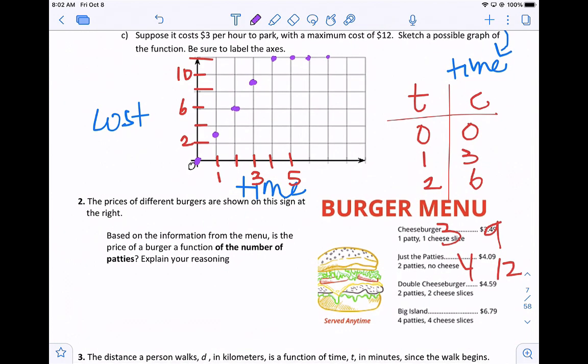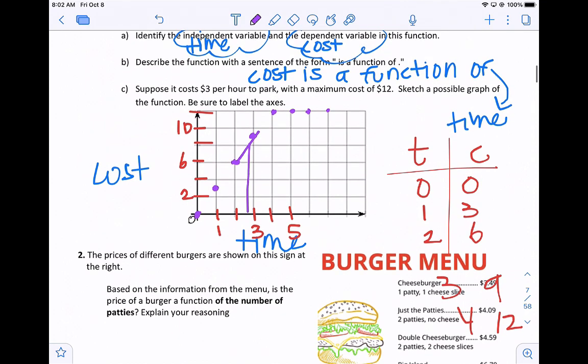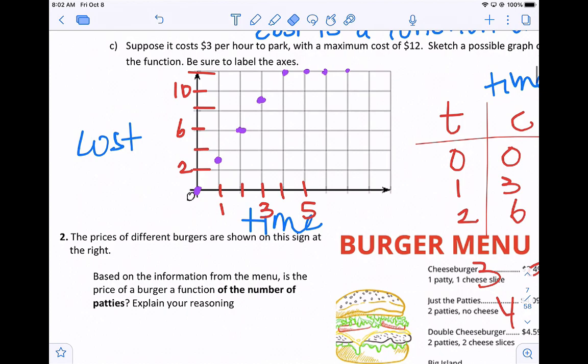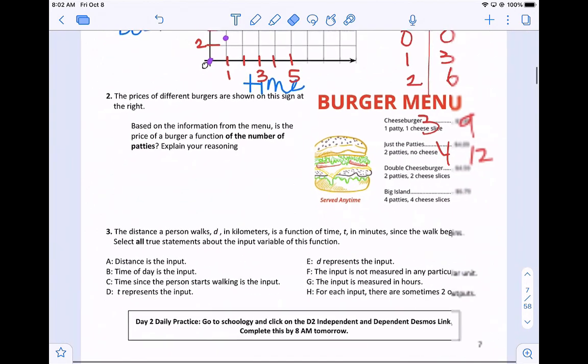Okay. Now, should we connect the lines? So think about if we connected the lines, if you were parked there for like 2.5 hours, would it cost you in between $6 and $9? And it just says $3 an hour to park. So it would make more sense for this one to use the dots because you'd only be paying by the hour. Okay, let's take a look at number 2.